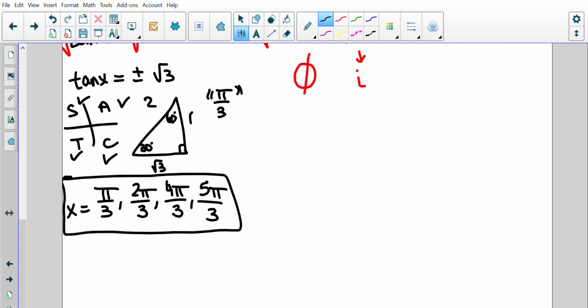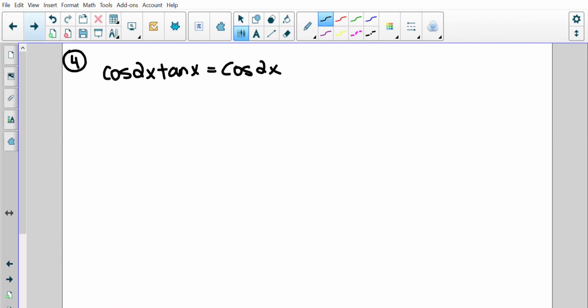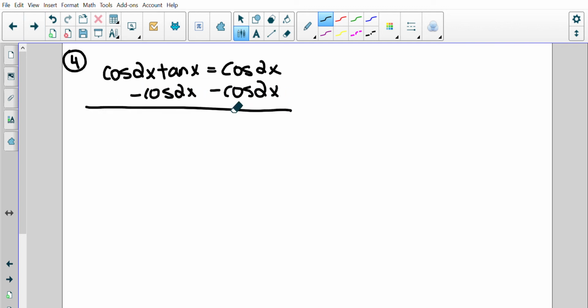Okay, then we have one last example here. It says cosine 2x tan x equals cosine 2x. And again, some of you might be tempted to divide through by the cosine 2x, but remember, we don't ever want to divide through by our variable. So instead, I'm going to subtract cosine 2x from both sides to give us cosine 2x tan x minus cosine 2x equals 0.